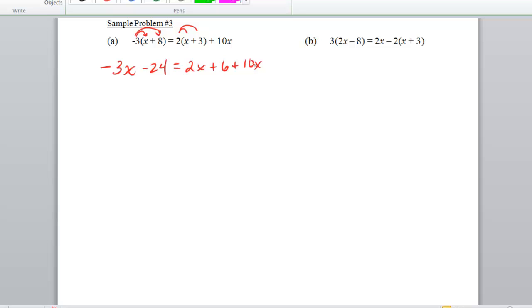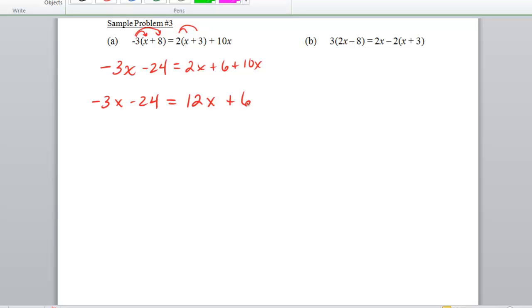Now, what I'm going to choose to do at this point, just to make life a little easier, is to combine any like terms that I have on each side. On the left side, -3x and -24 are not like terms, so we'll just keep it the same. However, 2x and 10x are like terms, so I can add the 2 and the 10, making it 12x plus 6.